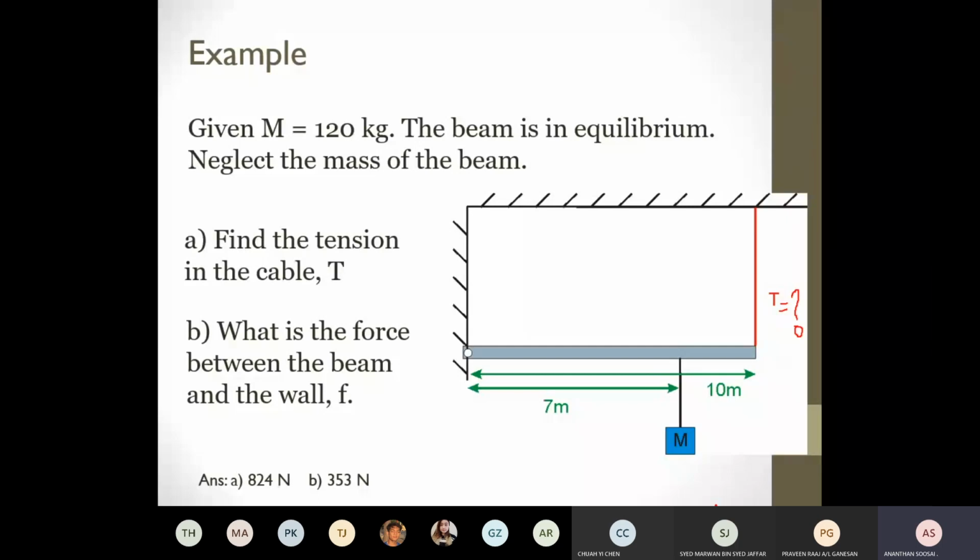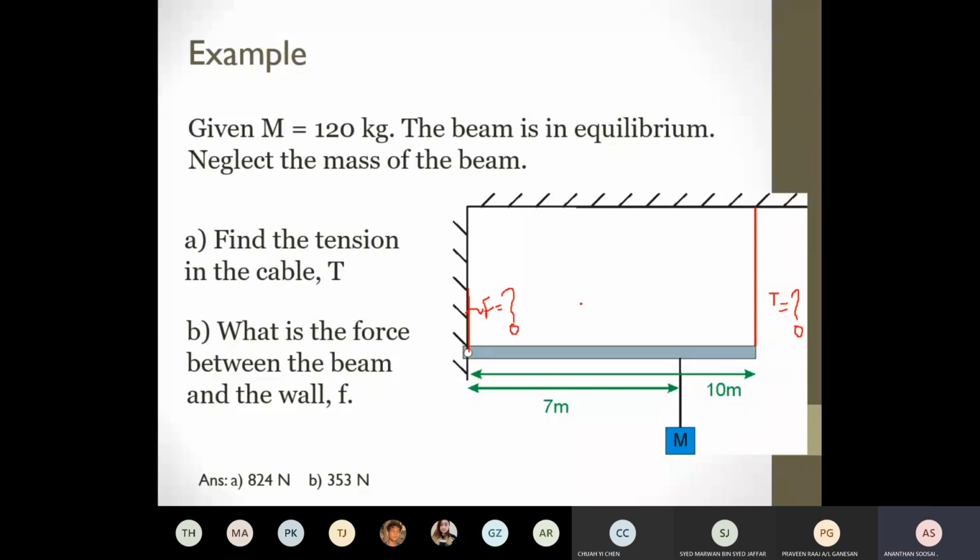There's part A and part B. What is the force between the beam and the wall? So between the beam and the wall, there is a force exerted here. They're asking how much is this force?